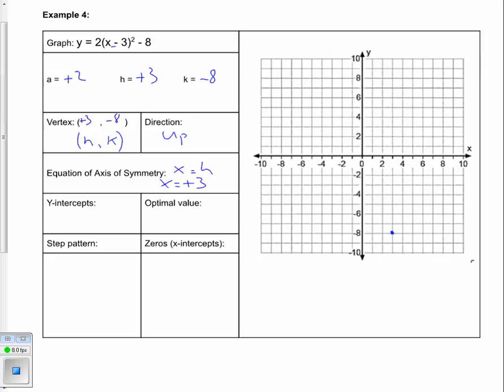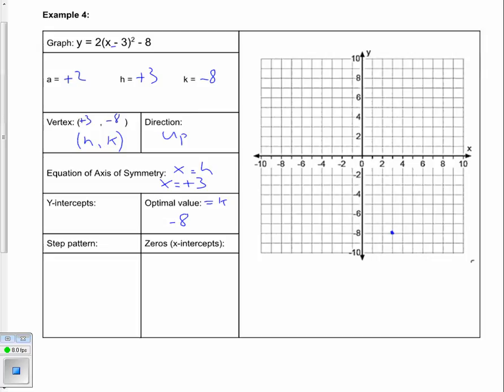We can also figure out the optimum value because the optimum value is equal to k. So the optimum value is negative 8, which means that there are no values in this parabola that are below negative 8. Okay, negative 8 is the lowest y value that you're going to find. Okay? And so now what we need to do is actually complete the step pattern.